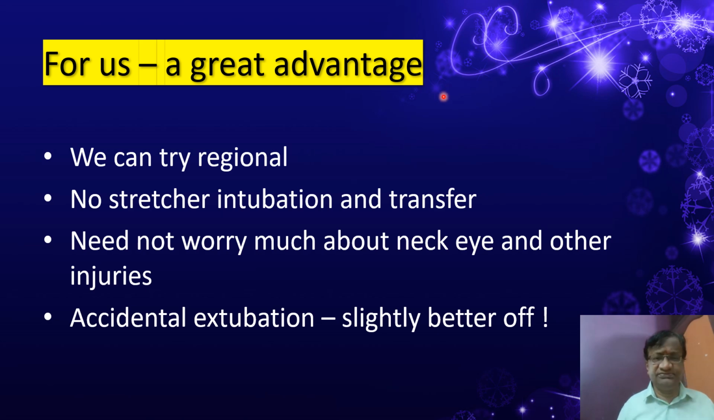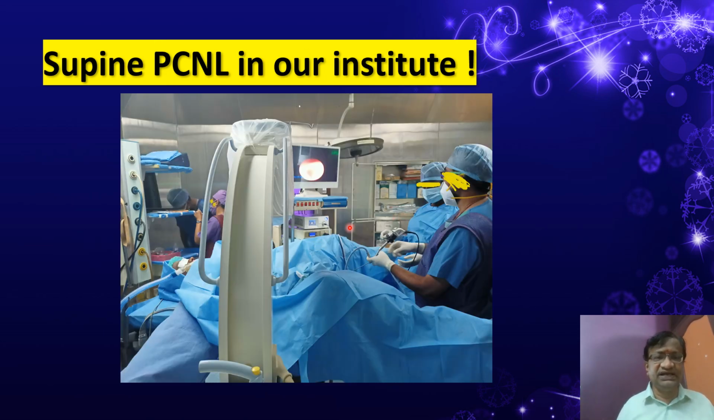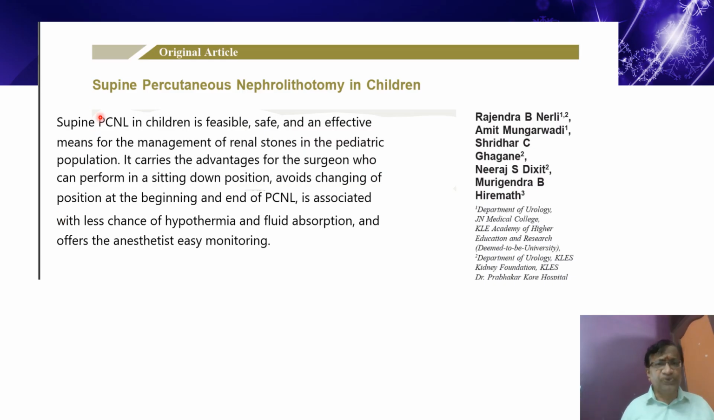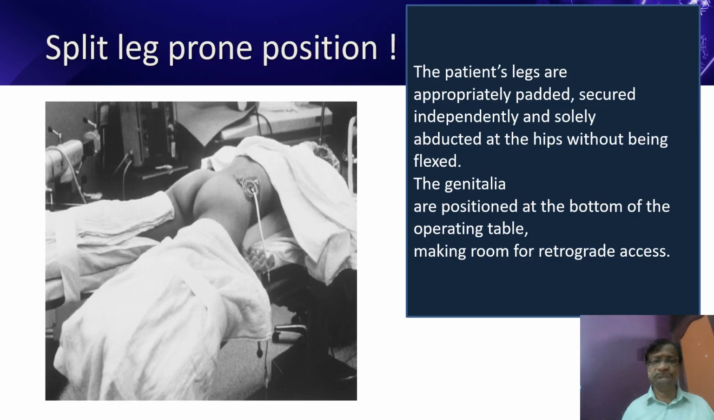We can try regional anesthesia. No stretcher, intubation, or transfer. Need not worry about neck, eye, or other injuries. Accidental extubation, nothing. Supine PCNL under GA is possible. Supine percutaneous nephrolithotomy in children has been done. Less chance of hypothermia and fluid absorption, and easy monitoring.